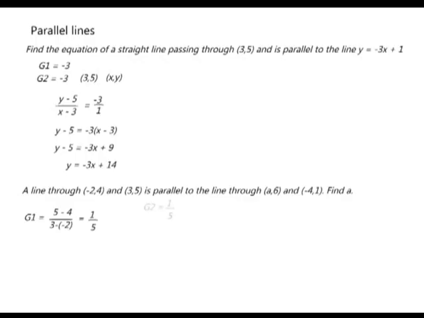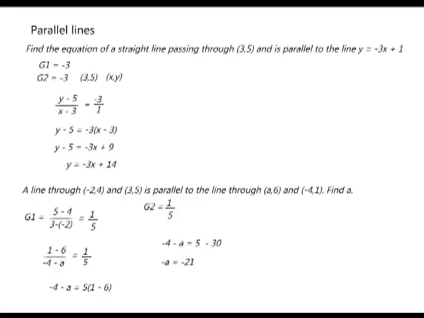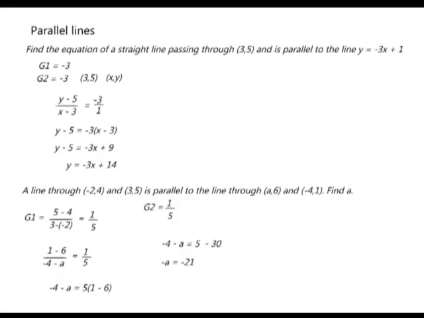Line 2 has the same gradient. We have points (A, 6) and (minus 4, 1). And so 1 minus 6 over minus 4 minus A is equal to 1 over 5. Minus 4 minus A is equal to 5 times (1 minus 6). That gives us minus 4 minus A is equal to 5 minus 30. Minus A is equal to minus 21 and A is 21.